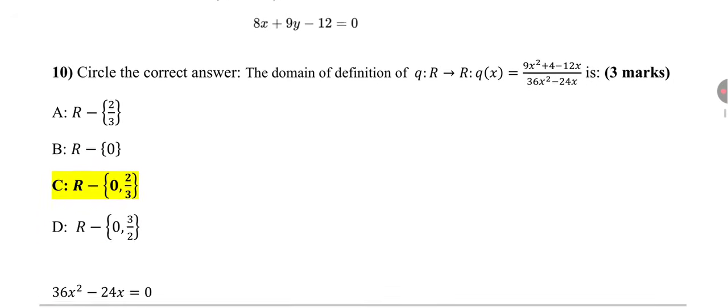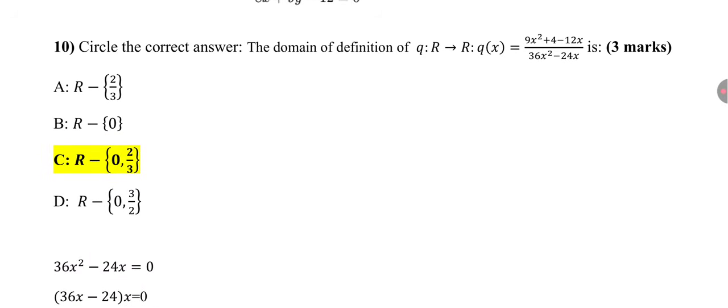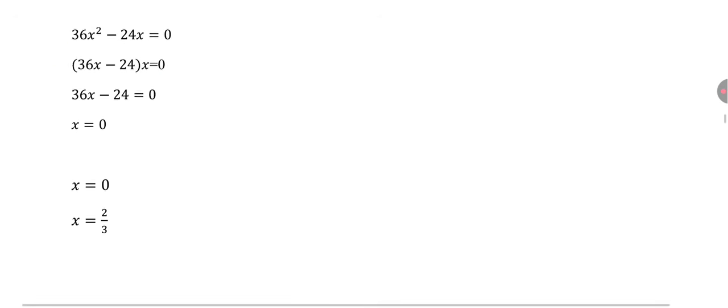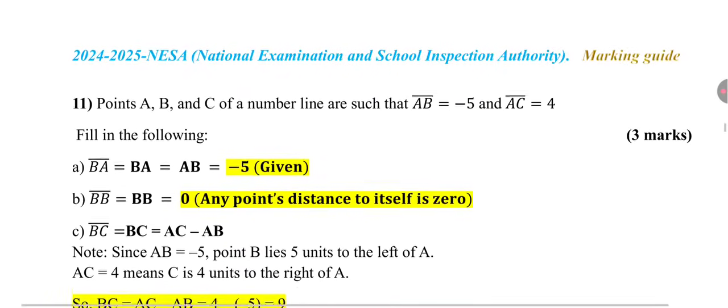Here we have number 10. Circle the correct answer: the domain of definition in R, the real numbers, of 9x plus 4 minus 12x over 36 squared minus 4x. Its domain of definition is R excluding the set of 0 and 2 over 3. Here is the proof of finding that answer.